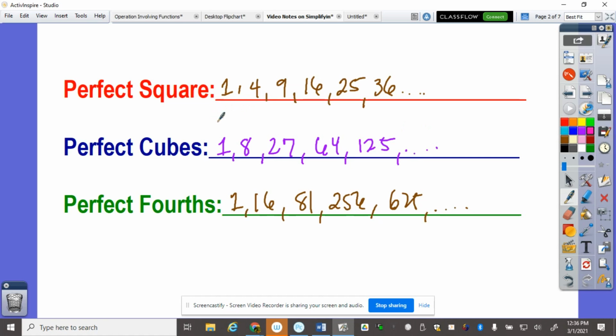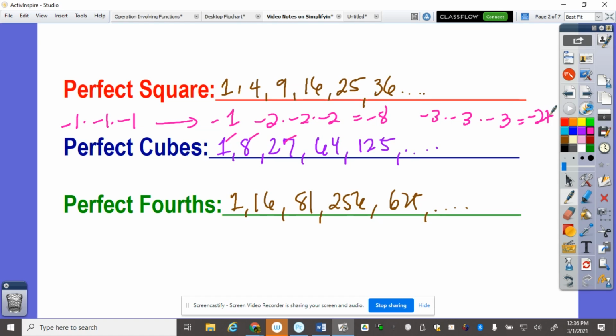The only thing I would like to add here is that it's not only 1, 8, 27. It's also -1, -8, -27. With -1 here, I can multiply -1 3 times, and the answer is still going to be -1. I can multiply -2 3 times, and the answer is still going to be -8. I can multiply -3 3 times, and it is still going to be -27. So a perfect cube can be considered as -1, -8, and -27.